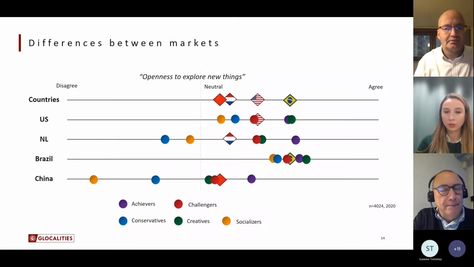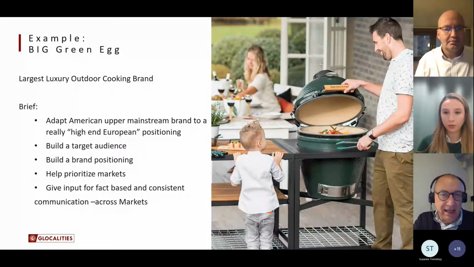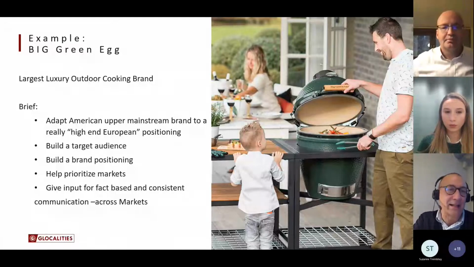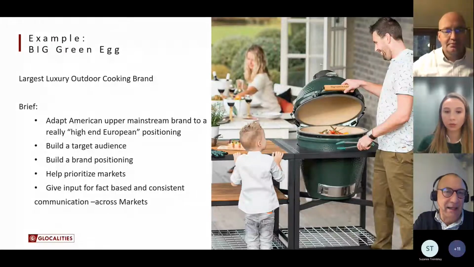Thanks, Martin. One of the things we are so happy to share with you today is that we now have two cases in which we can show how we can use this information. And one is my favorite one. That's about Big Green Egg. And I think probably all of you know Big Green Egg, because that is a big barbecue thing from the United States. And a few years ago, they approached us for the following.